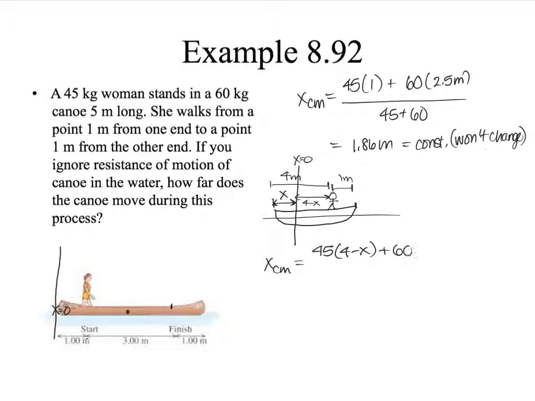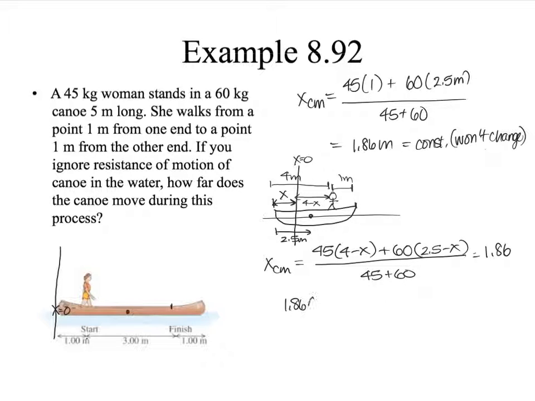Similarly, the position for the center of mass of the canoe, from here to here, is 2.5 meters. And so the position of the canoe center of mass, now I could write as 2.5 minus x. So this is the new way that I could calculate the center of mass. I know that this has to calculate out to be 1.86 meters. So then I can do the calculation.